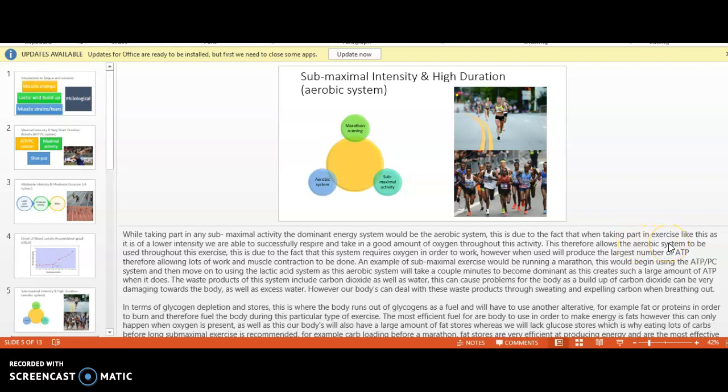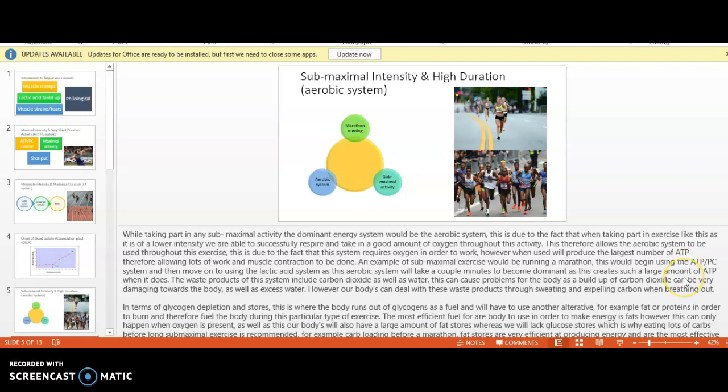This is due to the fact that the system requires oxygen in order to work. However, when used, it will produce the largest amounts of ATP, therefore allowing lots of work and muscle contraction to be done throughout the activity. An example of submaximal exercise would be running a marathon.